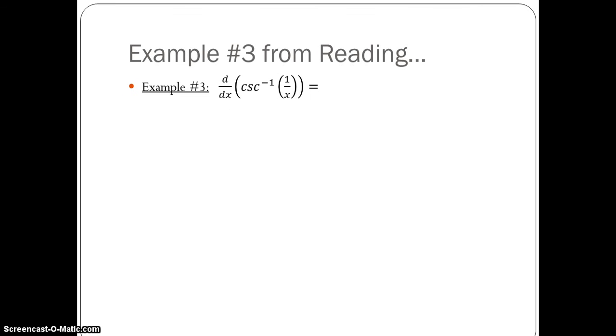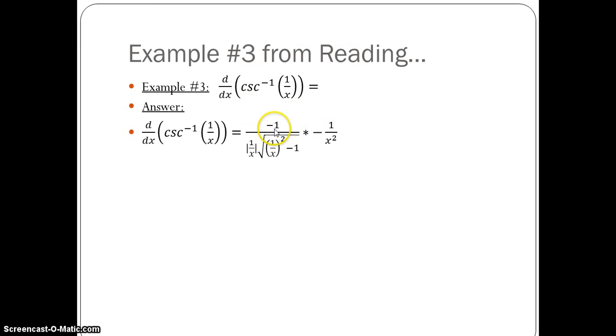Our final example, the derivative of arc cosecant of 1 over x. All right, we do have an inside function here as well, so we'll need to take that under consideration. Derivative of arc cosecant is negative 1 over the absolute value of the input times the square root of the input squared minus 1. The input in this case is the 1 over x, so we plug that in. We get negative 1 over absolute value of 1 over x times the square root of 1 over x squared minus 1. And again, by the chain rule, we need to find the derivative of 1 over x, or x to the negative first power. That derivative is negative 1 over x squared.